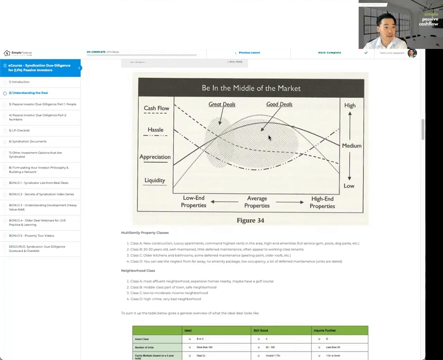Some passive syndication investors see it from a different lens. They're like, if I'm just a passive investor and this general partner is the one doing all the hard work, then I feel a little bit more comfortable going into lower end properties. And that's a very valid point. However, you're going to see it come through in your distributions, or maybe potentially in the exit.